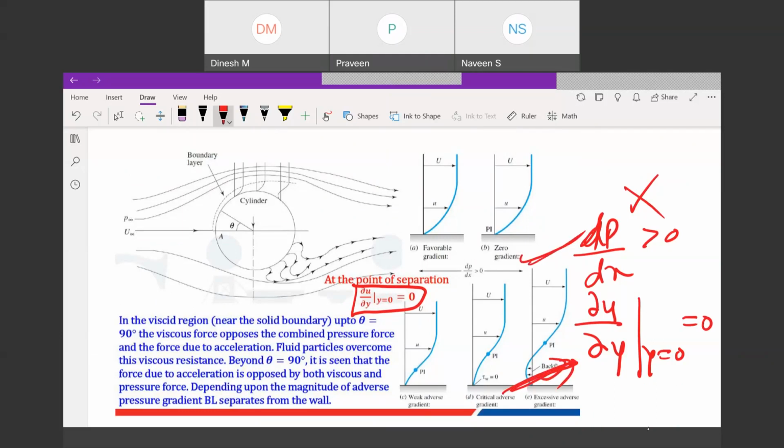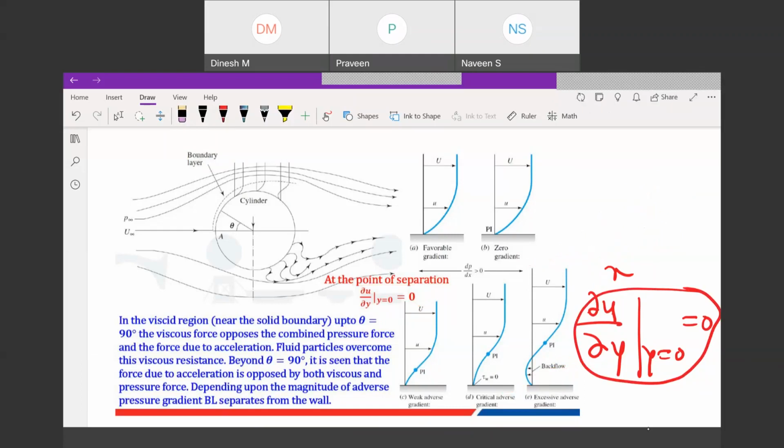Flow separation will take place at a location where dou u by dou y at y equals 0 is 0. So please make a note of this point. Okay.